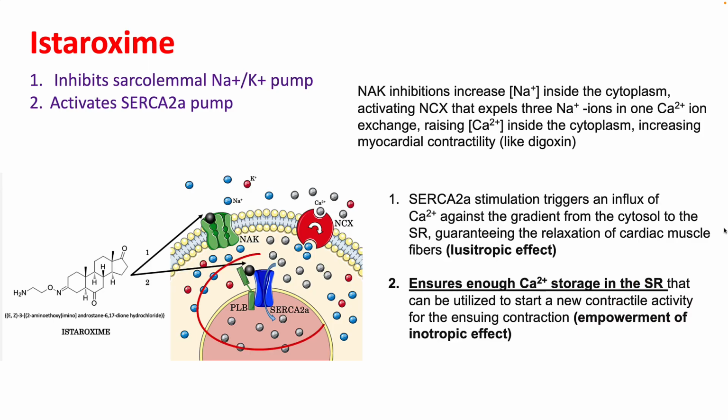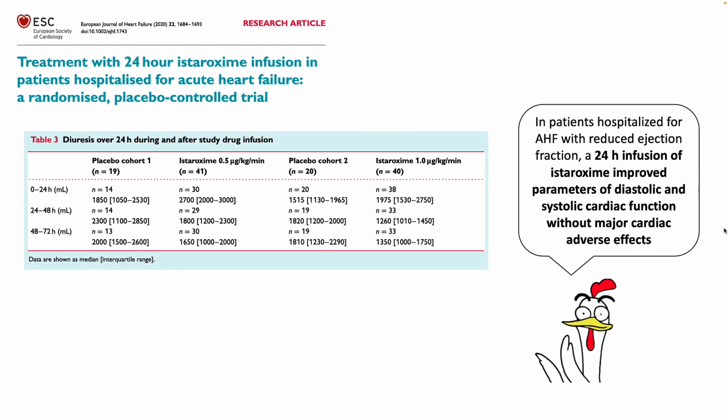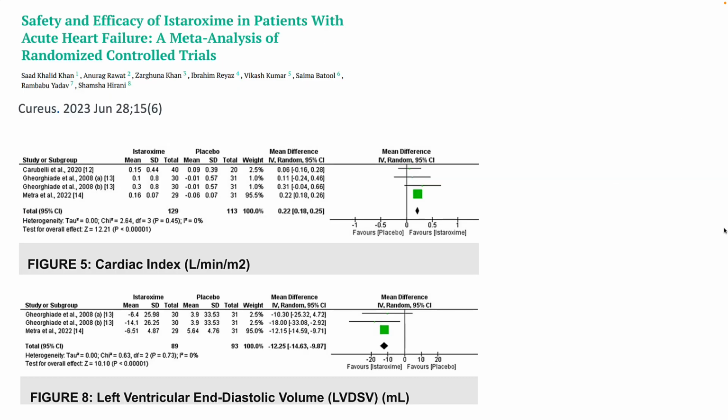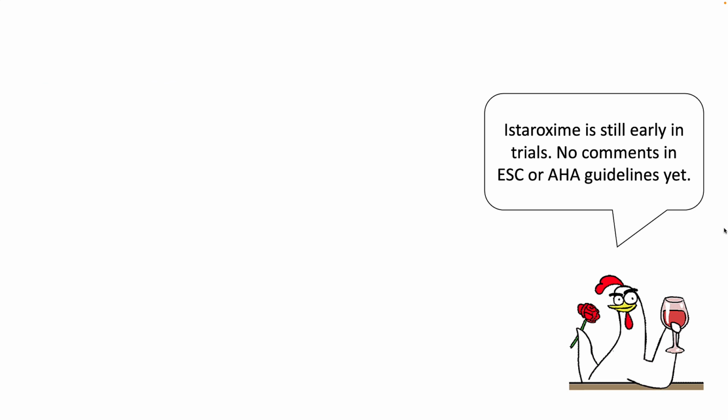Istaroxime is an activator of the SERCA2A pump. Therefore, it improves the relaxation of the cardiac muscle fibers. It also inhibits the sodium-potassium pump, therefore increases the cytosolic calcium level and increases myocardial contractility. Early studies have shown improved diastolic and systolic cardiac function markers without major cardiac adverse events. You can see that a few studies on this drug show improved cardiac index and decreased left ventricular end-diastolic volume. However, this is still early in the trials. No comments have been made on this drug in European or American guidelines yet.